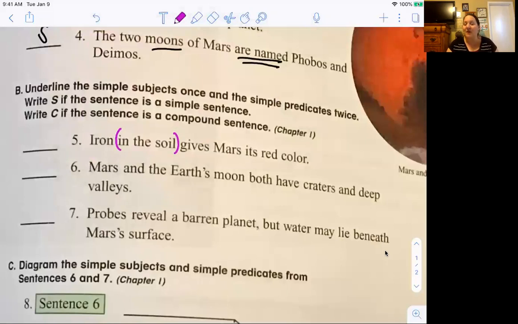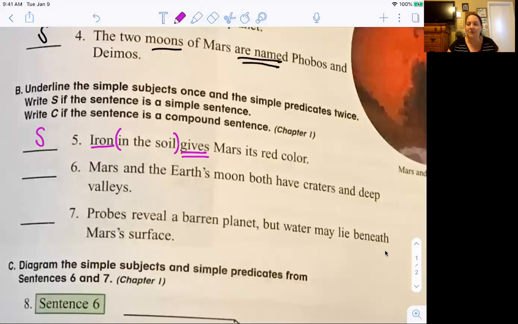Let's look and find the predicate. What's our verb? Our predicate. Gives. Okay, who or what gives? Iron gives. And do you guys know why we did the prepositional phrase? Because we would probably want to say that soil gives, and soil doesn't give, iron gives. So iron is our subject. Now we have one more part of this. Is it a simple sentence with one subject and one predicate, or is it a compound sentence? It's a simple sentence.